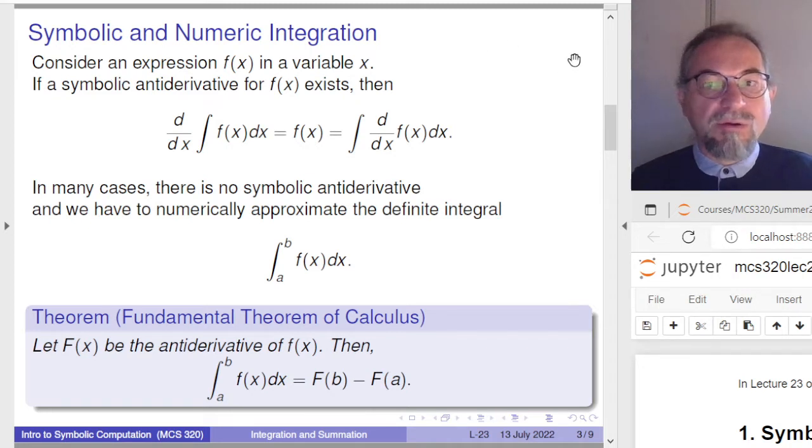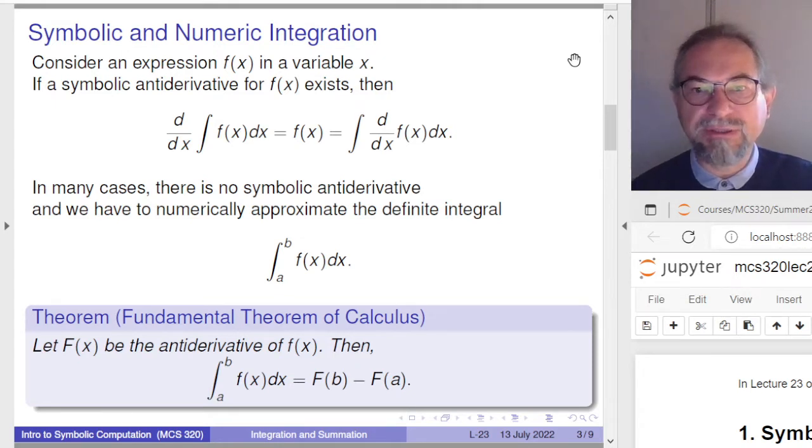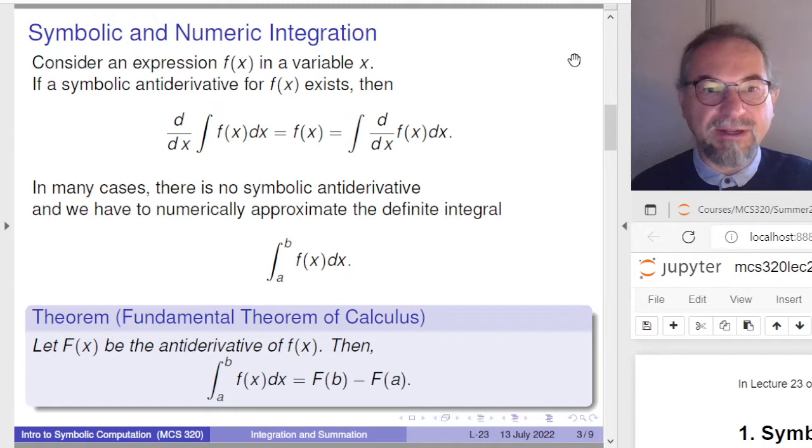So we start out with an expression in one variable. Now, if the antiderivative exists, then we have the following property. The derivative of the antiderivative is the function itself, and if you apply the antiderivative to the derivative, then again you have the function. Very nice.